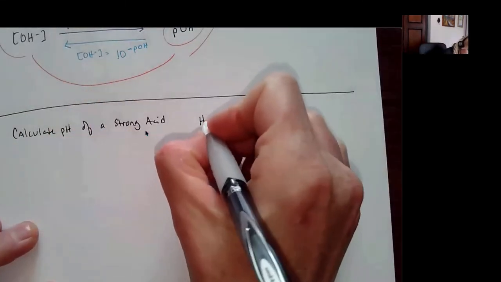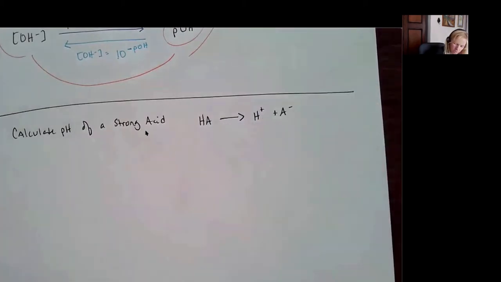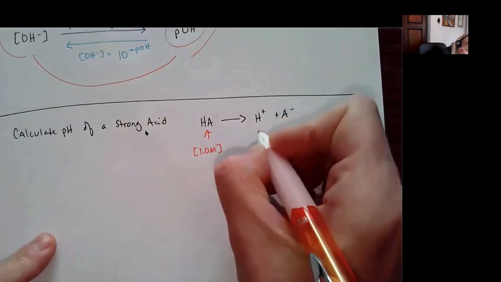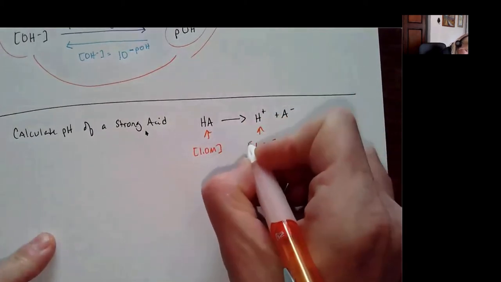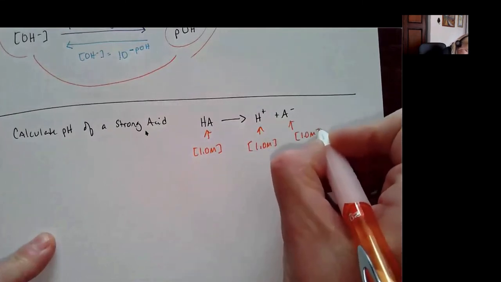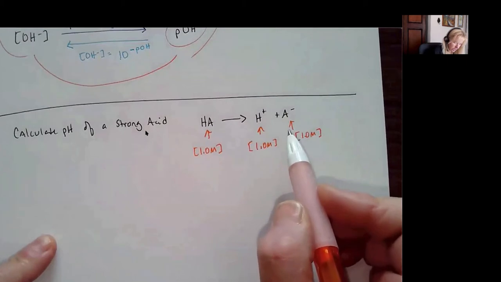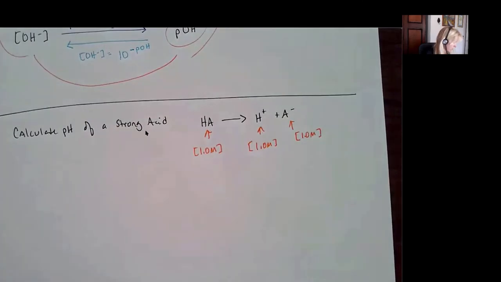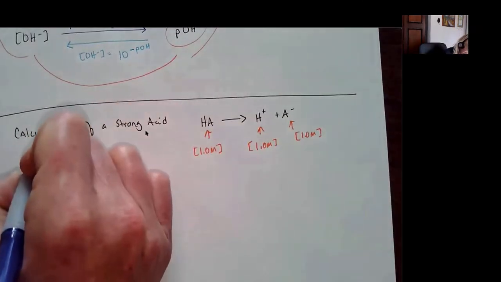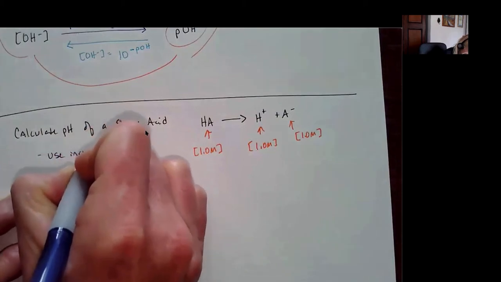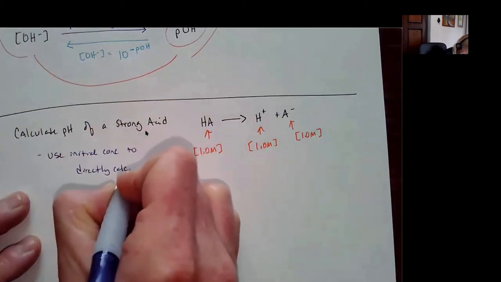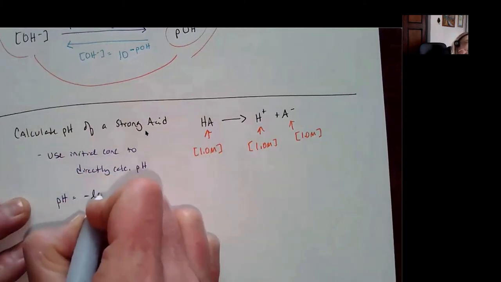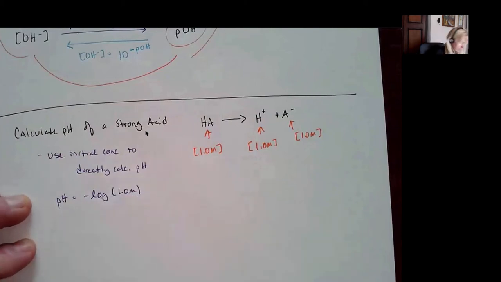Because my strong acid completely disassociates, if I know the initial starting concentration, so let's say this is 1 molar, then I'm going to produce 1 molar of hydrogen ions and 1 molar of anions. So if I have a strong acid, I'm going to take my initial starting concentration of the acid and I'm just going to take the negative log of that. So to calculate pH from a strong acid, I can use my initial concentration to directly calculate pH. If this is 1 molar, then my pH is going to be equal to negative log of 1 molar, and that's going to give me my pH.